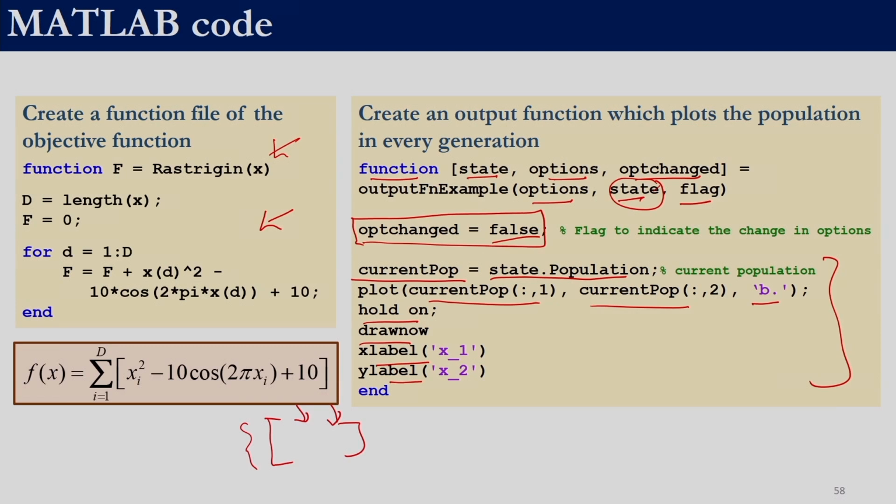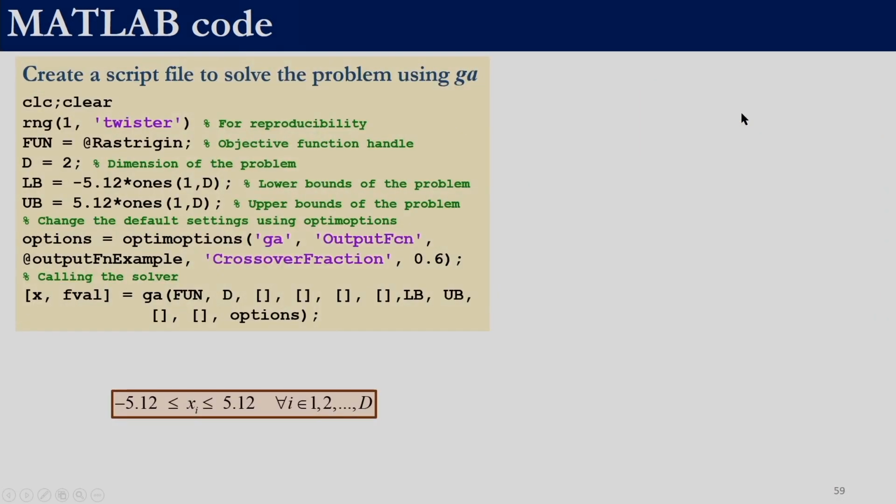Now we have this objective function file ready, we have the output function file ready, so now we can solve with GA. rng 1 comma twister will help us to reproduce the result. The objective function file which we had written has a name of Rastrigin, so that we are assigning to a variable fun. The dimension of the problem is 2, and we are defining the lower and upper bounds. The lower bound of both the variables is minus 5.12 and minus 5.12. The upper bounds of both the variables are 5.12 and 5.12.